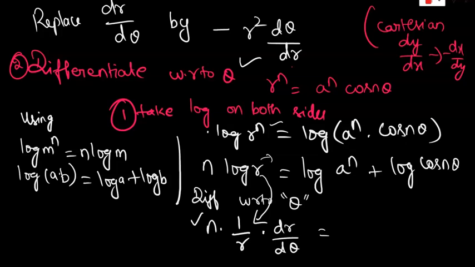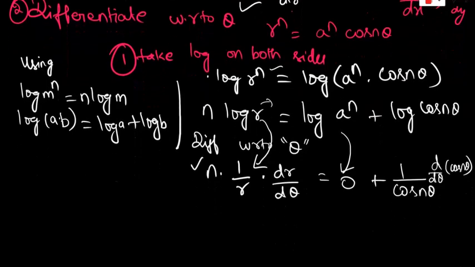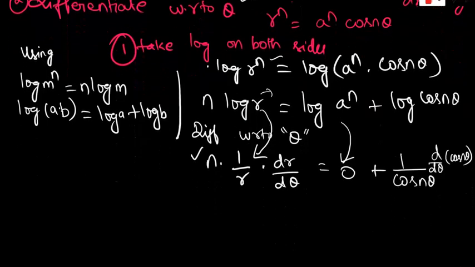This is completely a constant, so if I differentiate this, I will get 0 plus log of something, which means 1 by that something into d by d theta of cos n theta. Remember, this is a normal differentiation, not partial, and this r is not a constant. Always in polar form, this r is a function of theta, so we can't take r as a constant. Only keep that in mind.